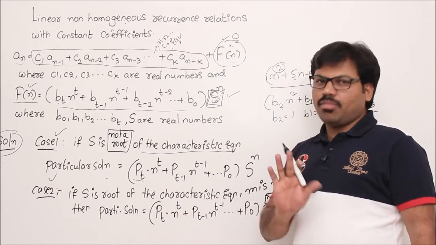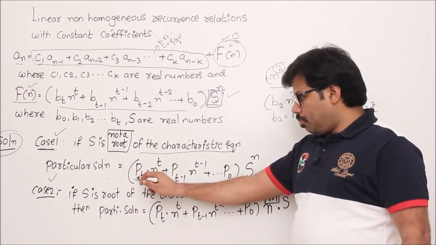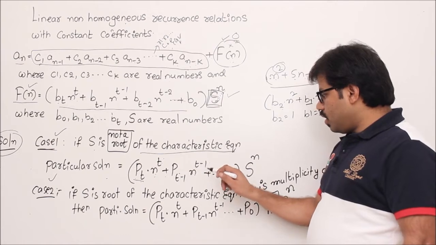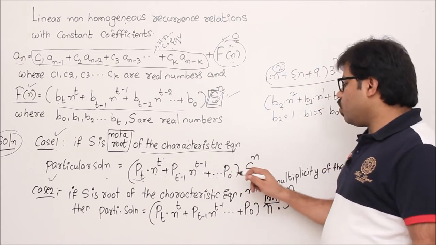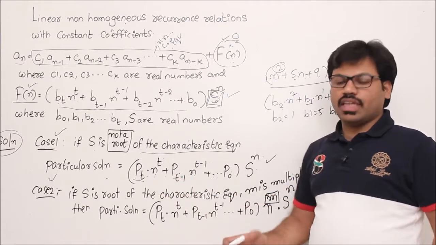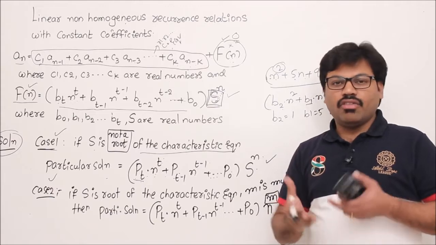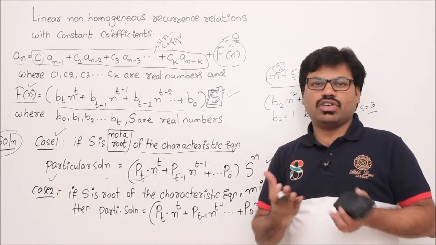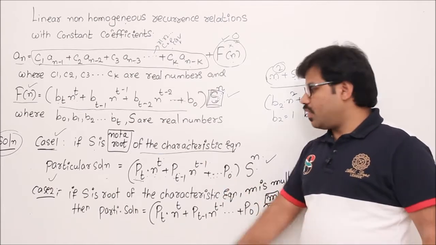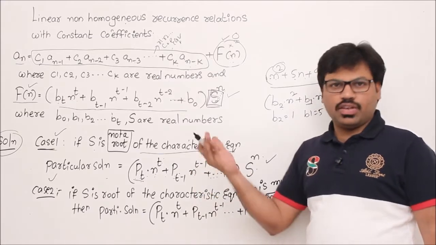Sir, what is pt? Some constant, which is the coefficient of n power t. Some constant into n power t plus some constant into n power t minus 1 and so on, plus some constant into s power n is the solution. Sir, what is pt, pt minus 1? They are all constants. We have to find out their values, like which we did when we were doing homogeneous equation solutions: alpha 1 0, alpha 1 1, alpha 1 2. In the same way, pt, pt minus 1, everything is constants. We have to find out their values.